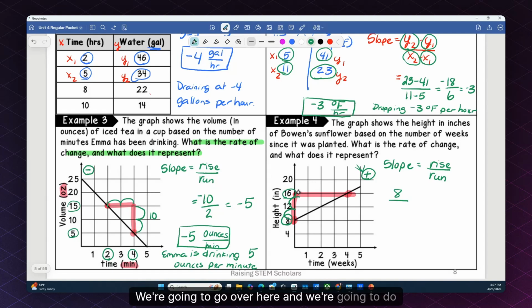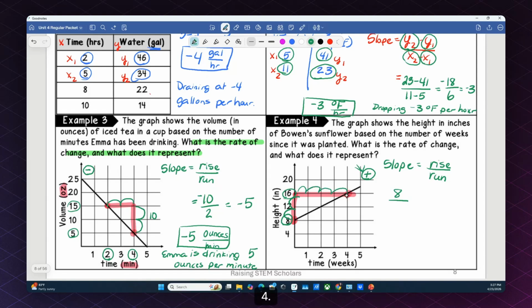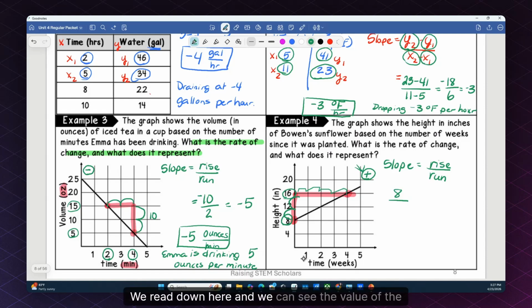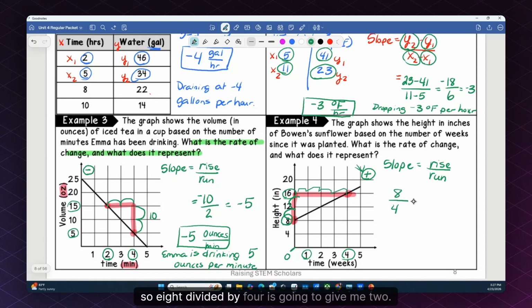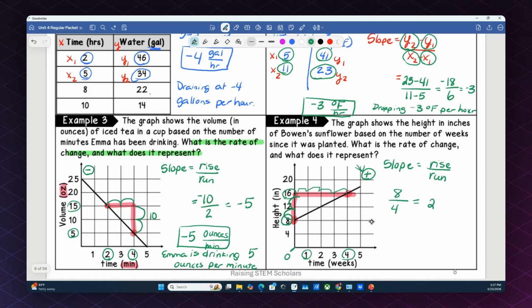We're going to go over here and we're going to do 1, 2, 3, 4. We read down here and we can see the value of the hops is going from 0 to 4. So, that is 4. So that 4 hops actually was the number 4 versus the y, those 2 hops meant 8. All right. So 8 divided by 4 is going to give me 2. But we need to know what is it? 2 what? We solved this, but 2 what? What does that even mean?